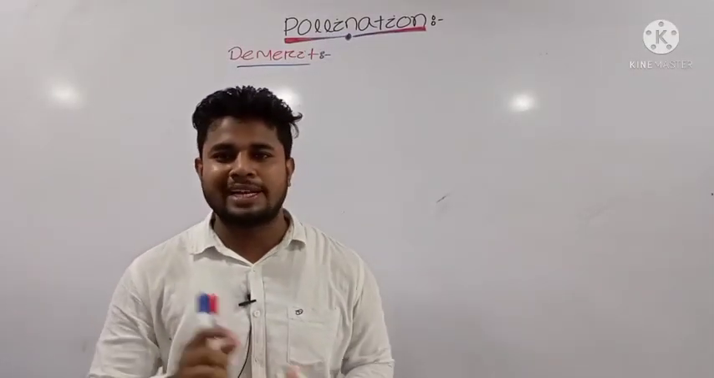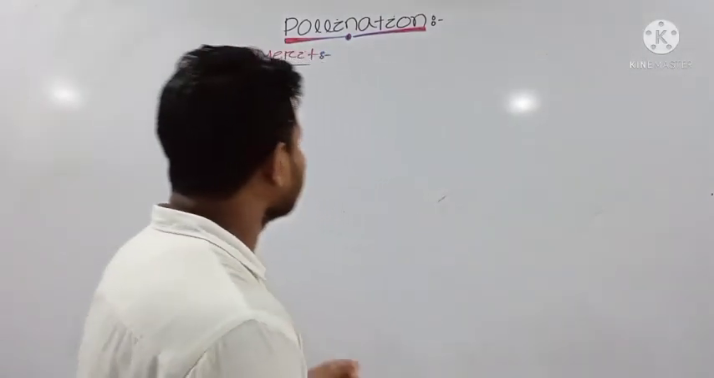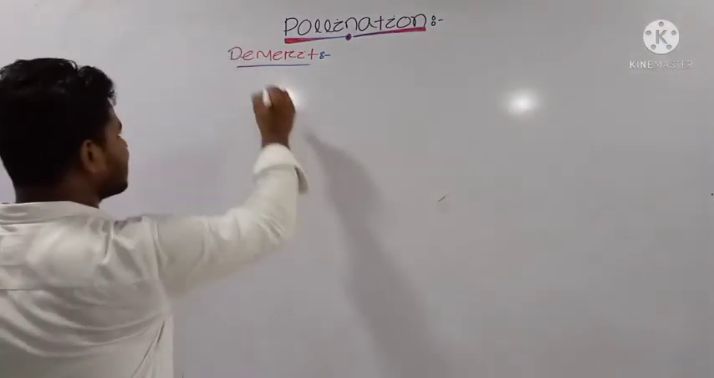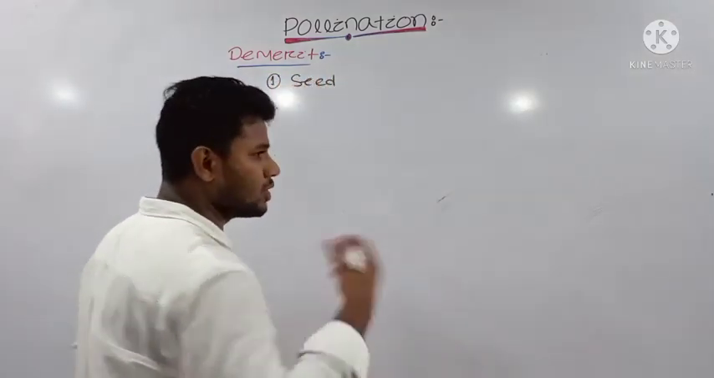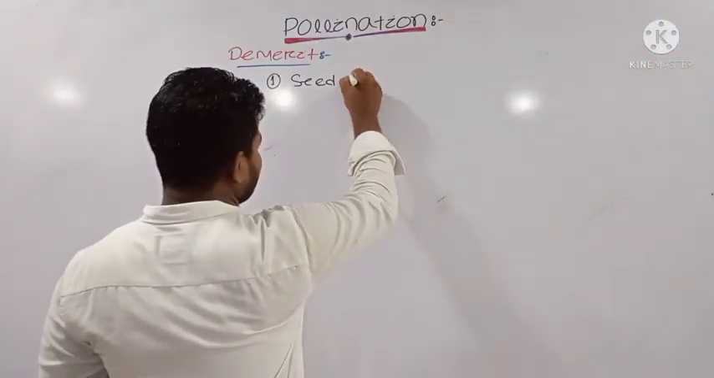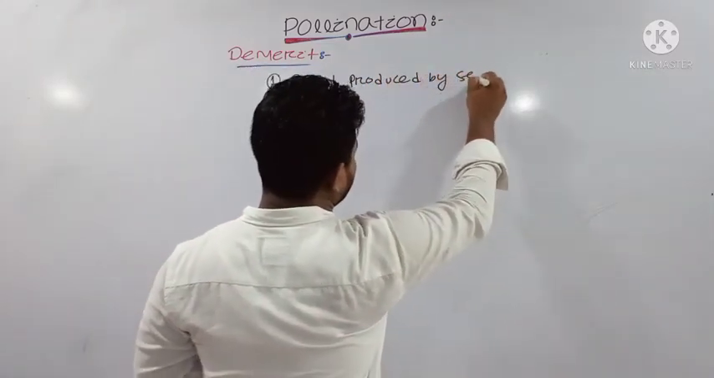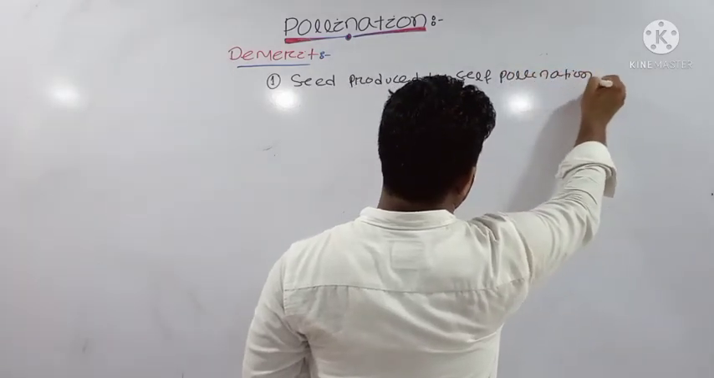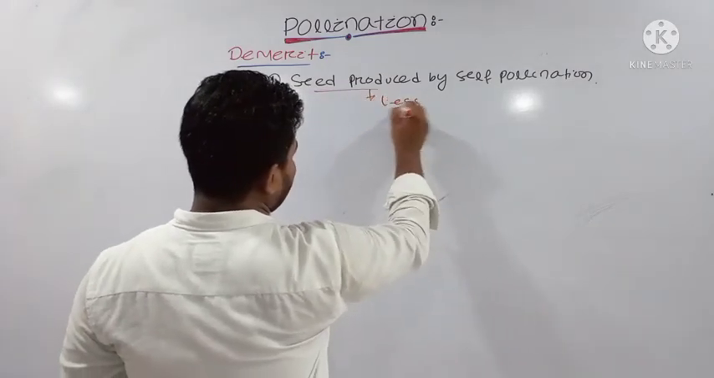Okay, we have already discussed the merits of self pollination. Then let us discuss the demerits of self pollination. Clear? The first demerit is seed production: the seed which is produced by self pollination is less viable.